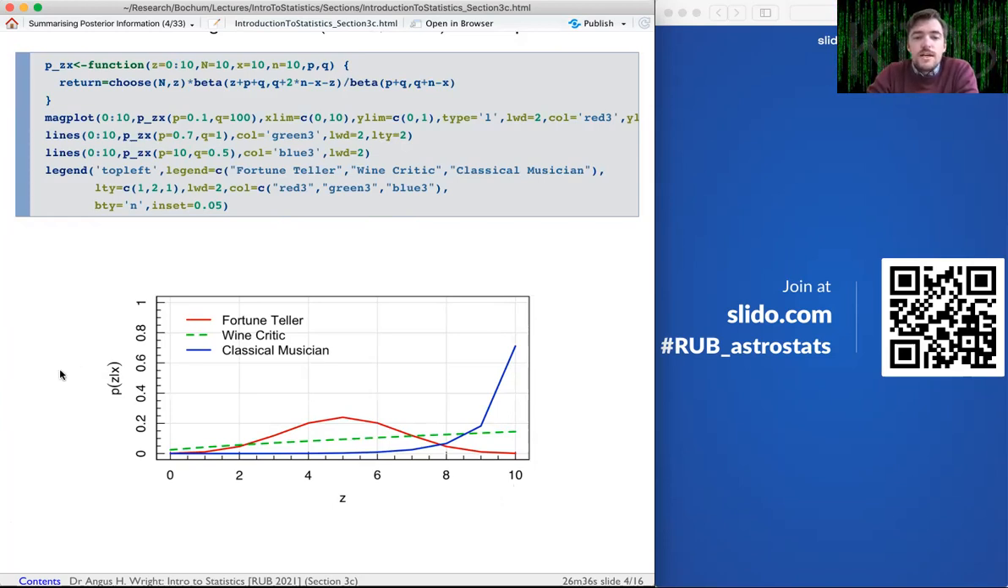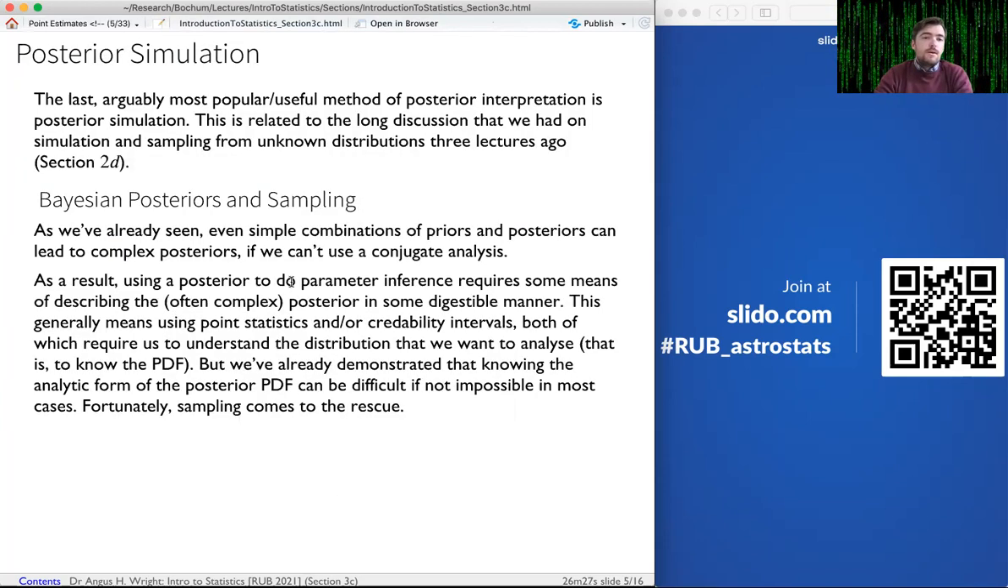And so this is the utility, or the benefit, or the power of predictive distribution. The last, arguably most important method of interpreting and discussing posteriors is related to our whole discussion that we had about simulating data three or so lectures ago.